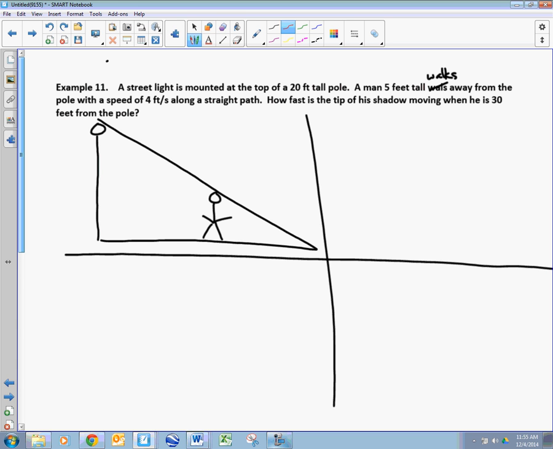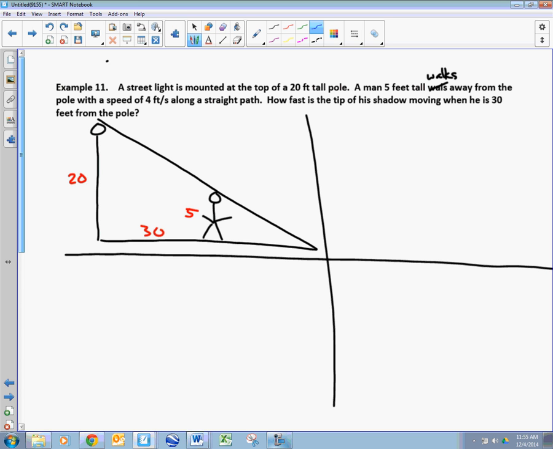Okay, everybody. So this is 20, and this is 5. This is 30, and we don't know this. This is a great example because it helps you understand how you set some of these problems up and what some of the tricks of the trade are. For example, sometimes people set this problem up incorrectly because they use the 30 right away.